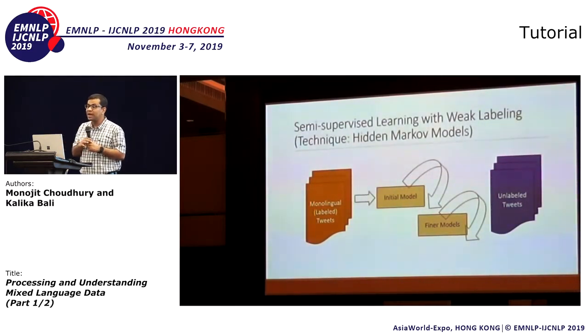And then you have unlabeled tweets. Unlabeled means you are not sure whether there is code mixing or not. There is a possibility that these unlabeled tweets are code mixed, but if you do not know which languages the code mixing involves, they are not labeled. And then you build a refined model.